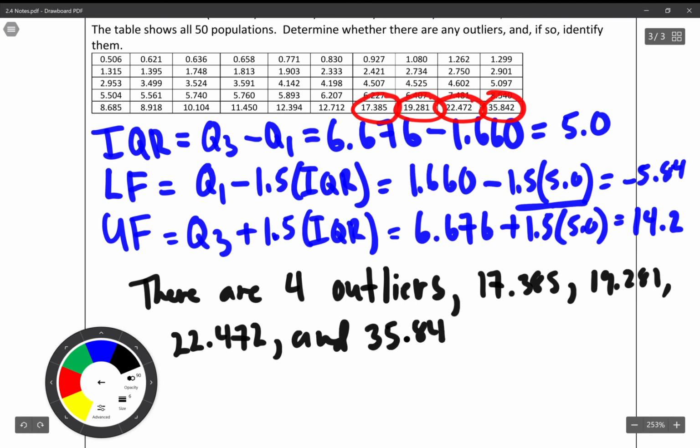So there we go. You want to find your IQR, find the upper and lower fences. If there's anything higher or lower than those upper or lower fences, those are officially considered a statistical outlier.